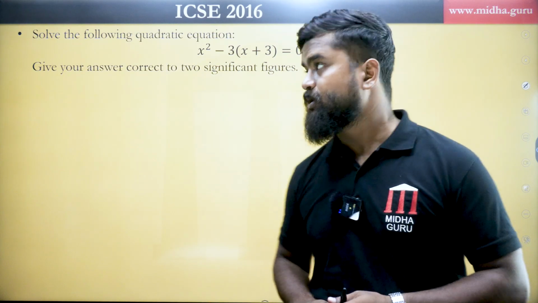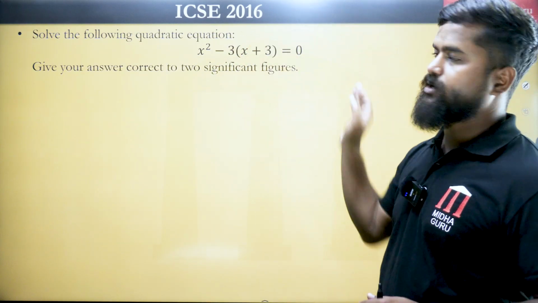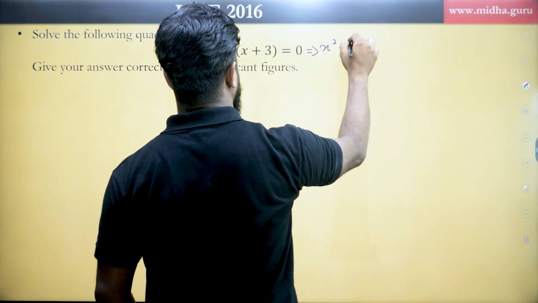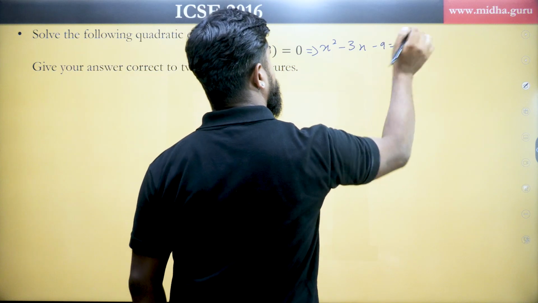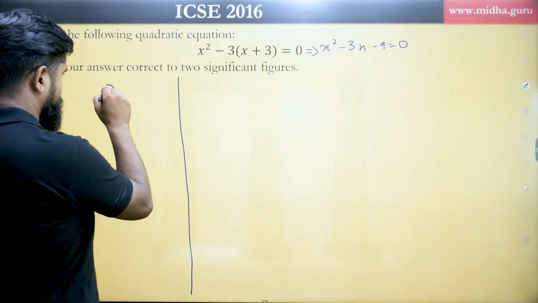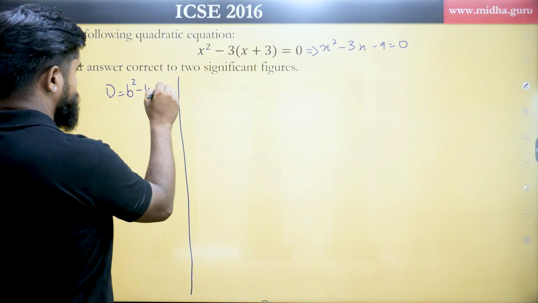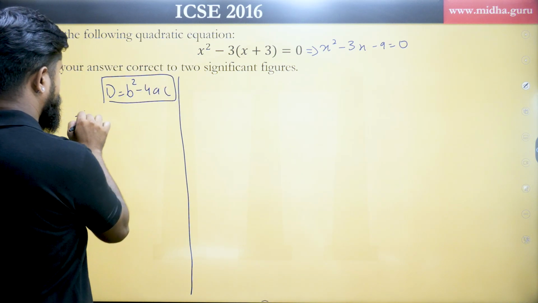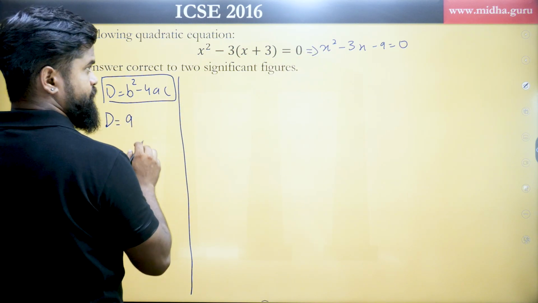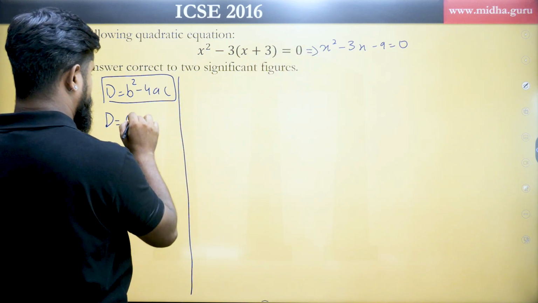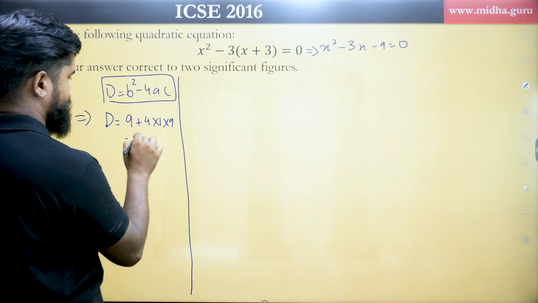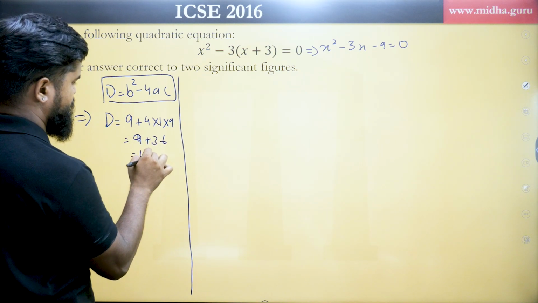So in 2016, the question was x squared minus 3 into x plus 3 is equal to 0. First things first, we'll simplify this equation. We get x squared minus 3x minus 9 is equal to 0. Now we have the quadratic equation in the standard form. So again, we calculate the discriminant. B squared being 9, and since c is minus, this becomes plus 4 into 1 into 9. So 9 plus 36, which is equal to 45.